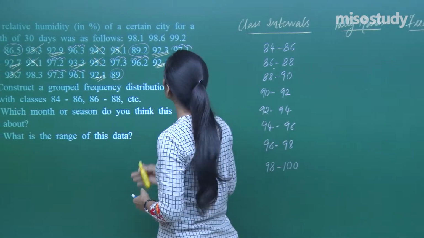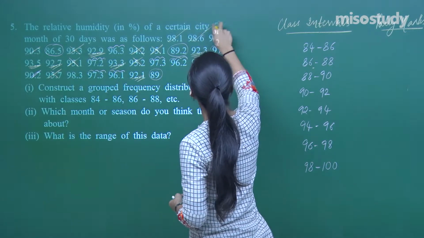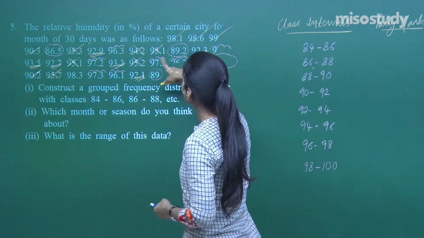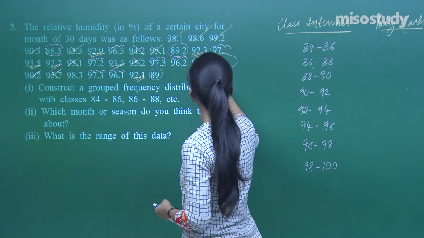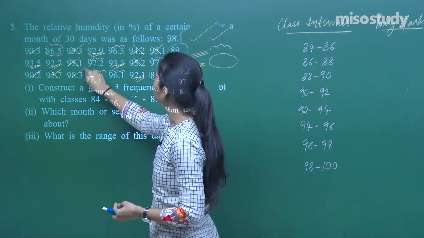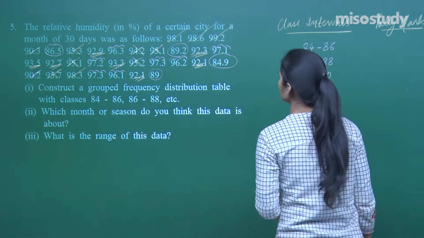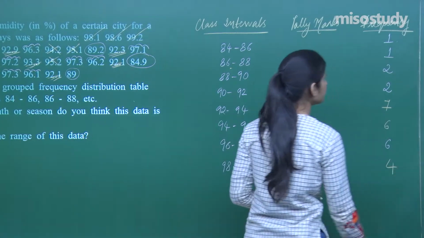98 to 100, I have 1, 2, 3 values. Rest everything is, yeah, so 4. 1, 2, 3 and 4 values are there here.